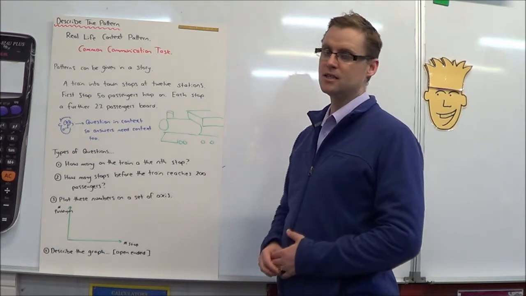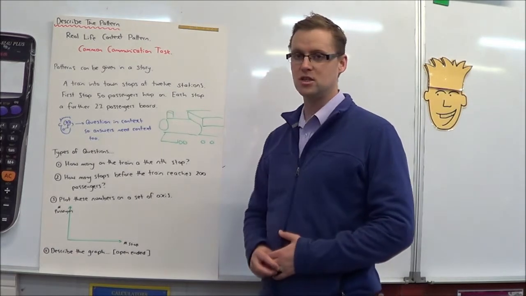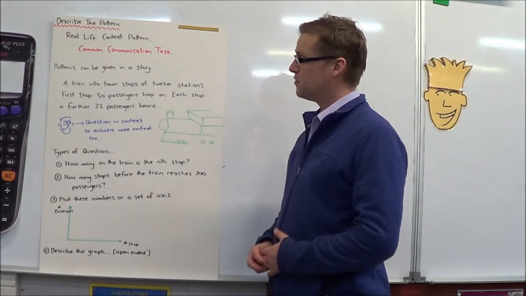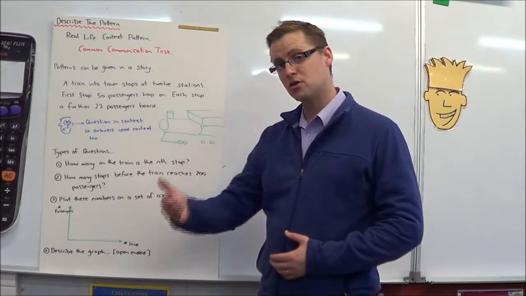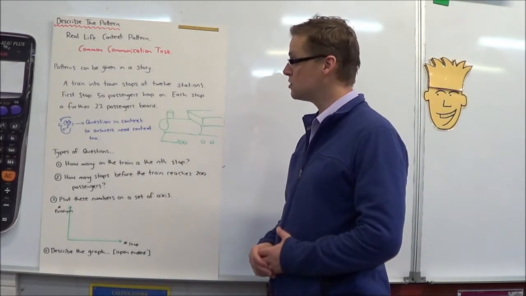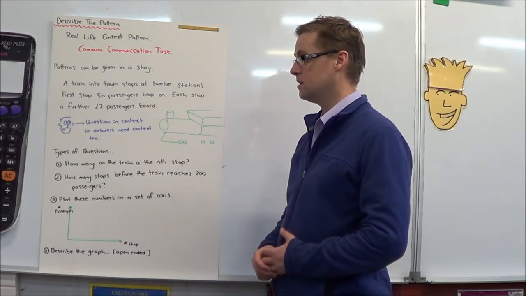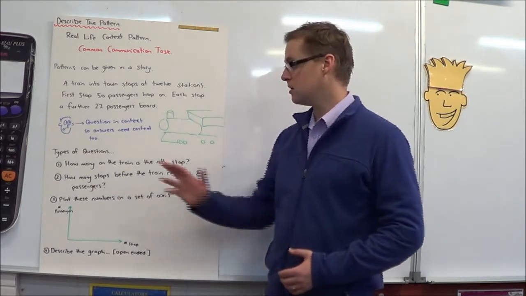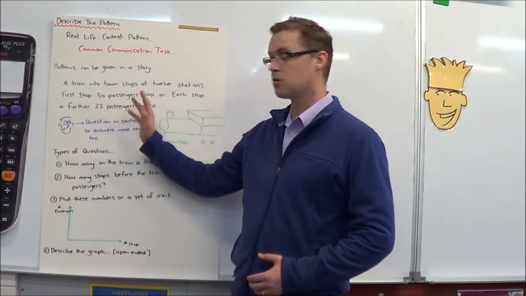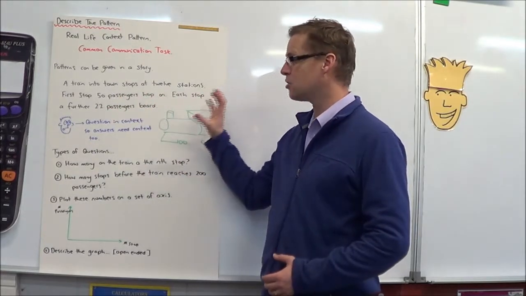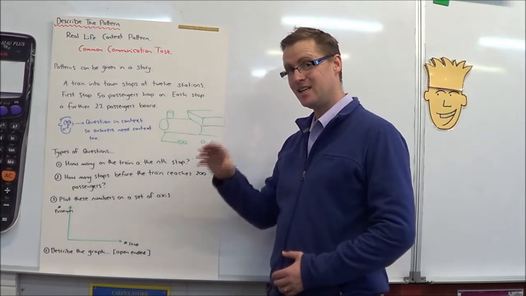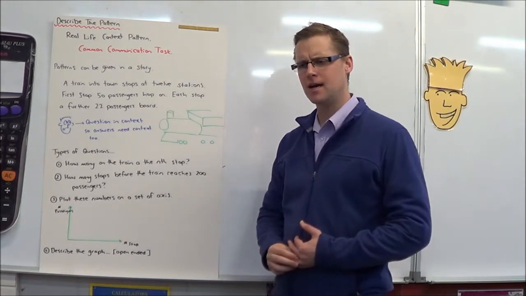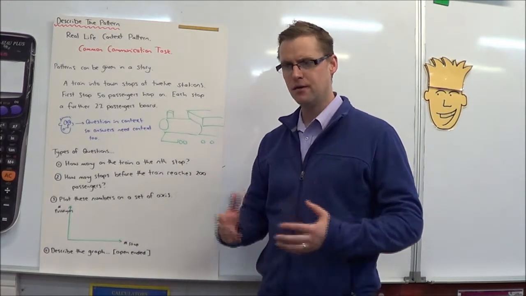A train into town stops at 12 stations. At the first stop, 50 passengers hop on, and then at each stop on the train ride, a further 22 passengers come on. Now, straight away, you should be able to look at a problem like this and see that it's in context, so your answer needs to be in context. You cannot give an answer like 50, you have to say 50 passengers.